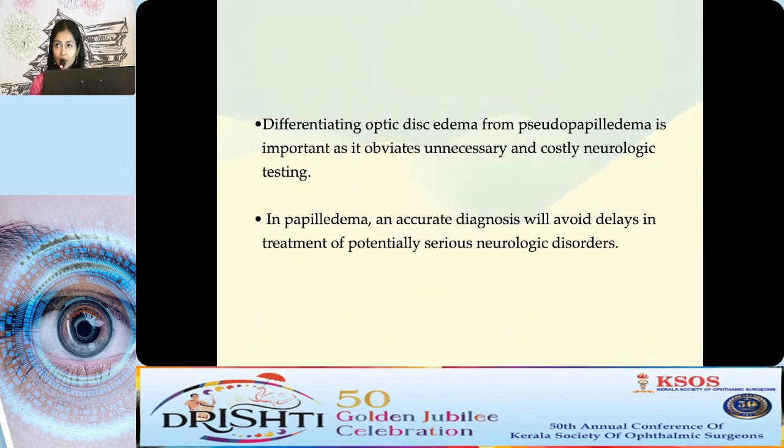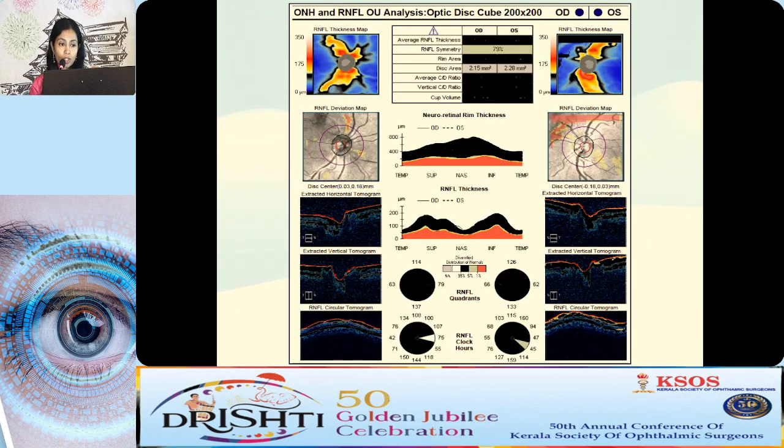But diagnosing that is very important, because if you diagnose pseudopapilledema in a case, that would avoid unnecessary investigations like MRI and lumbar puncture. But diagnosing a papilledema, which is there, is also very important because it would be associated with serious neurological disorders. So if the OCT RNFL comes out like that, that's ruling out papilledema, most probably pseudopapilledema.